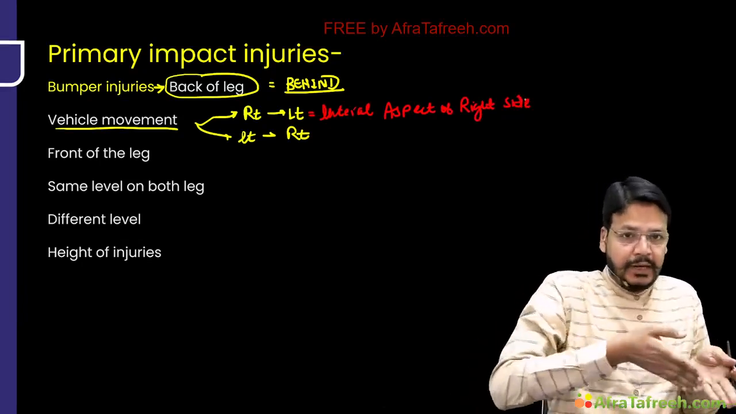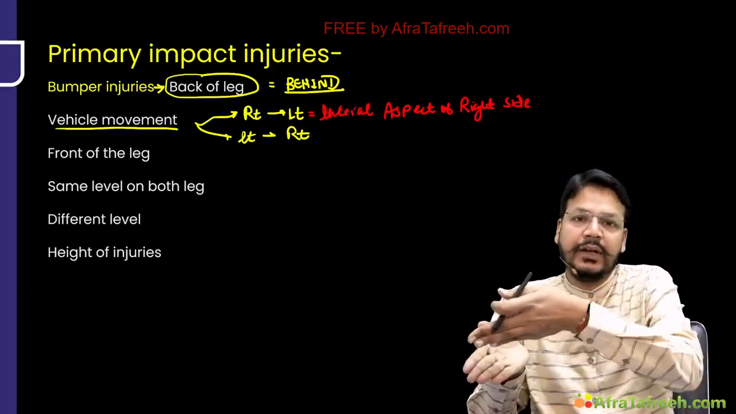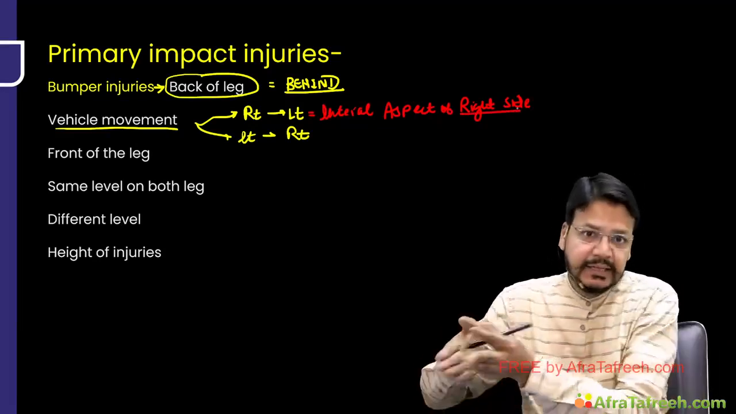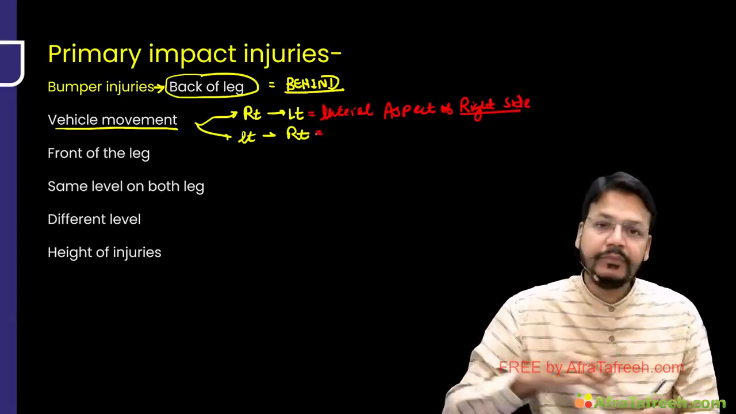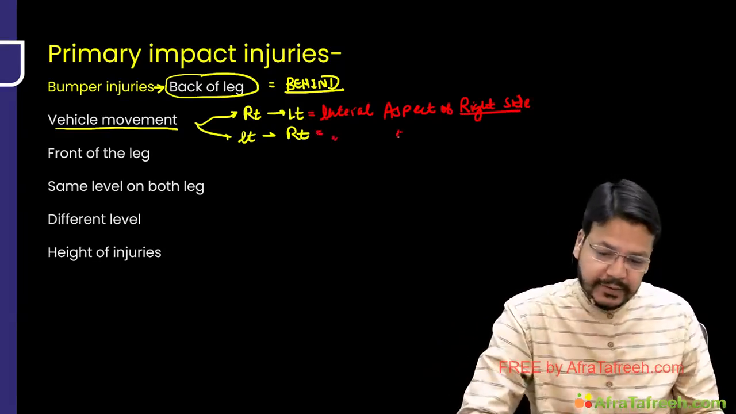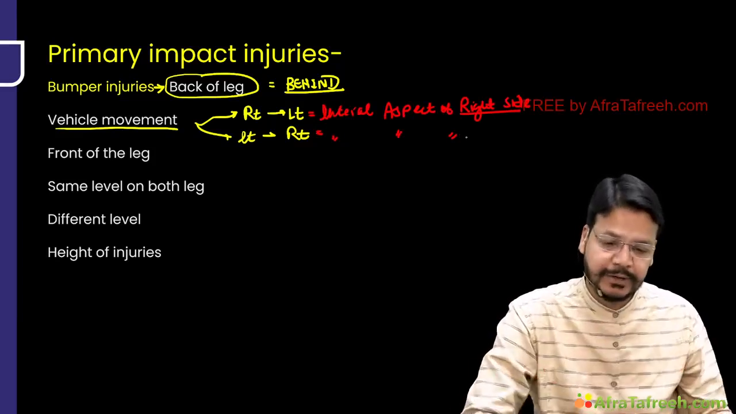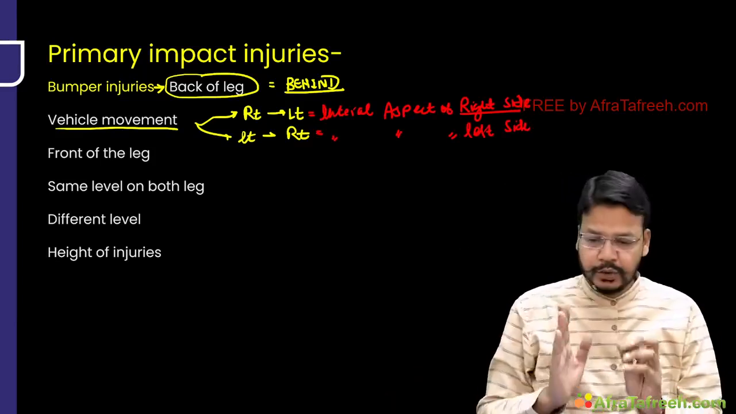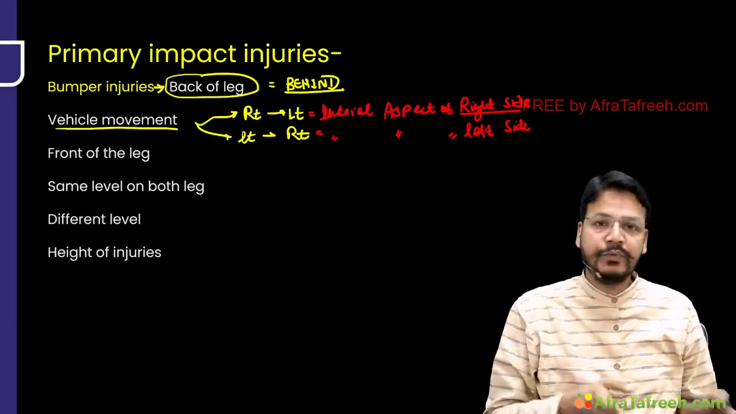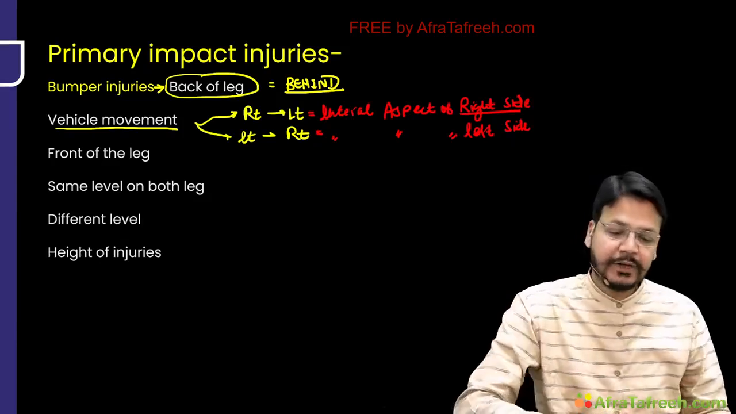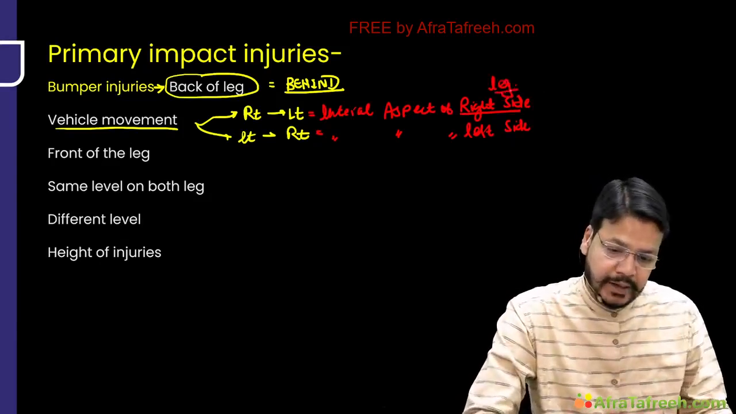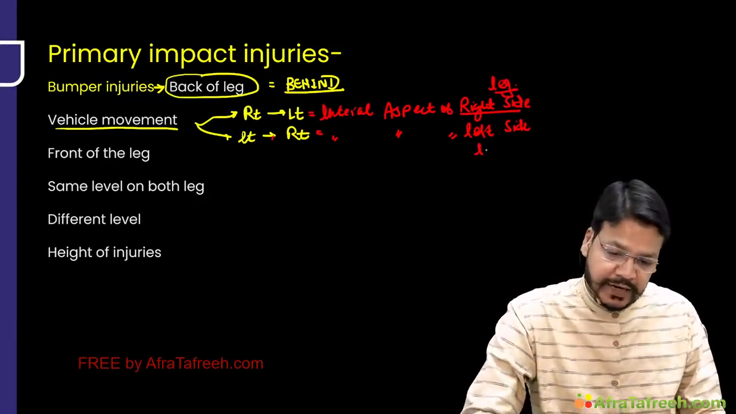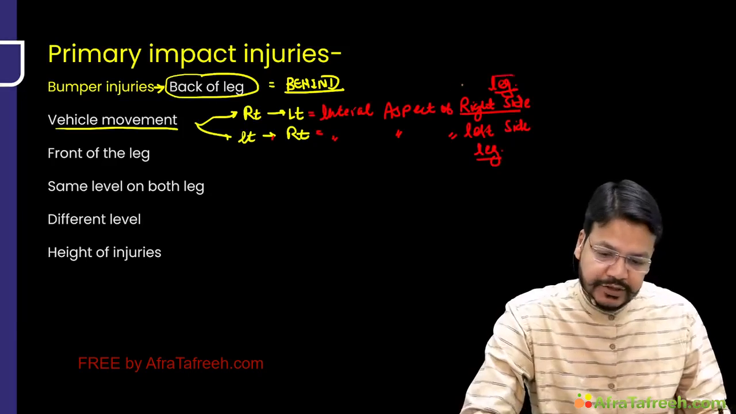That means it is coming from behind. It is right to left, so it is the lateral aspect of the right side. And if it is left to right, it is the lateral aspect of the left leg. So again, I'm revising, my dear friend. If the vehicle is moving from right to left, it is the lateral aspect of the right leg. And if the vehicle is moving from left to right, it is the lateral aspect of the left leg. So just keep this in mind.